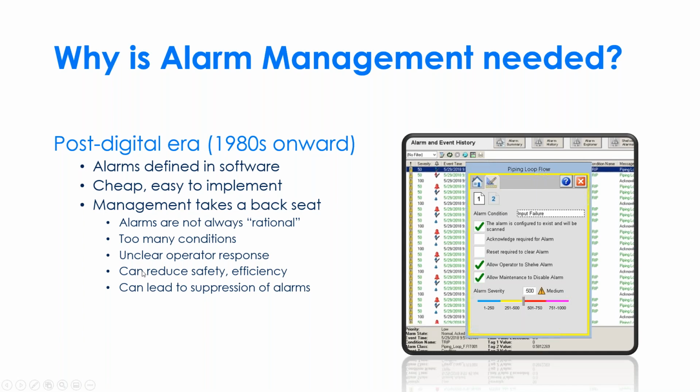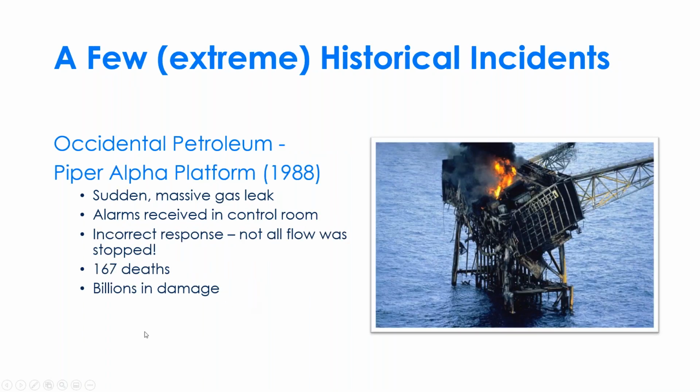And so the system effectively can actually start reducing safety and efficiency again, because operators are distracted, they're constantly checking conditions, or maybe they suppress the system and now they're in the dark to any sort of dangerous things that could be happening, either dangerous for their safety or dangerous for the process. So these are a couple of extreme examples in history, but basically, poorly rationalized or poorly managed alarm systems have led to some catastrophic incidents in industrial operations.